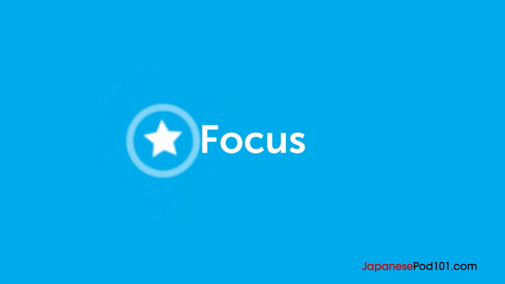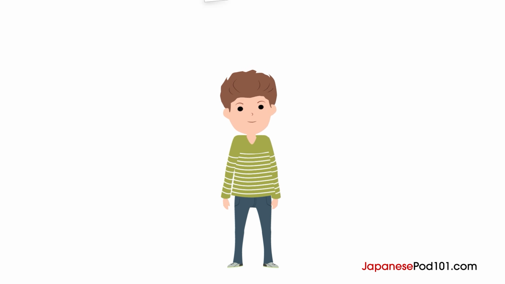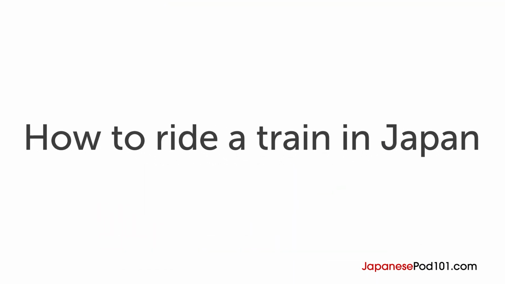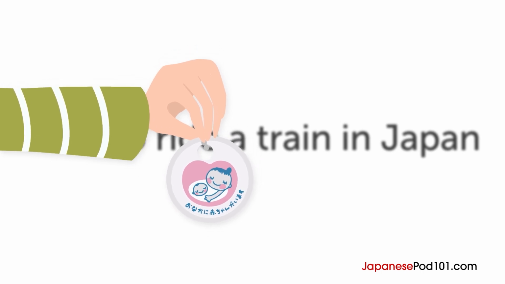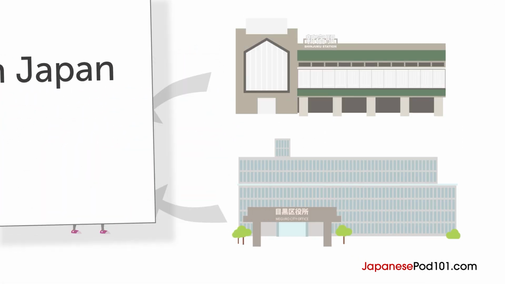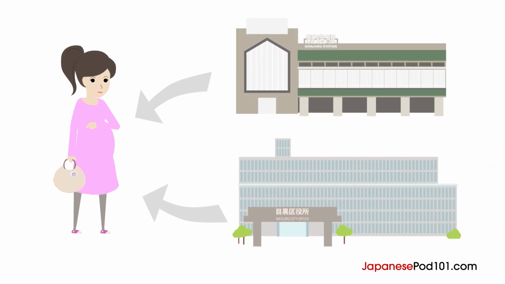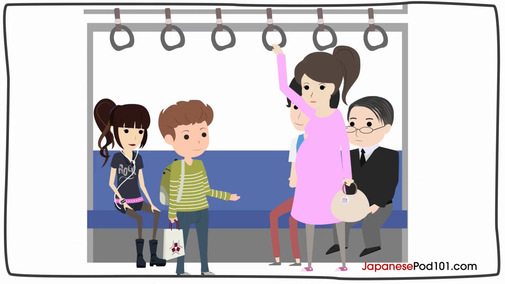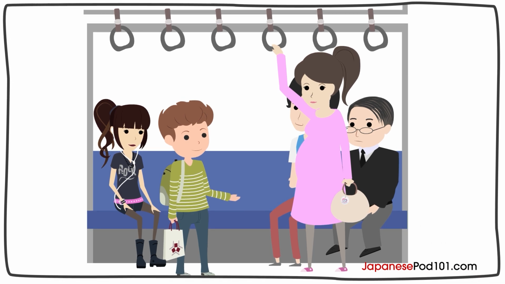Now, the lesson focus. Here's how to ride a train in Japan. Pregnant women often wear a maternity badge like this when they commute by train in Japan. This badge is given to pregnant women at stations or local city offices for free. They can easily show that they are pregnant and get preferential treatment. So, when you see a woman wearing the maternity badge, you might want to offer her a seat, like Ben did in this video.